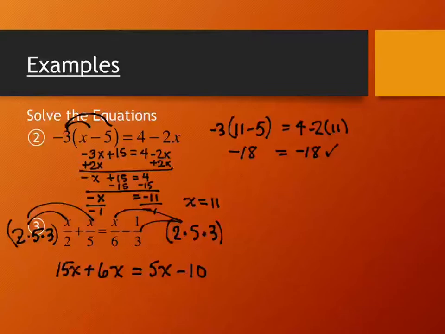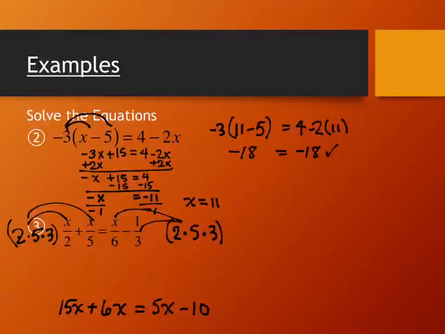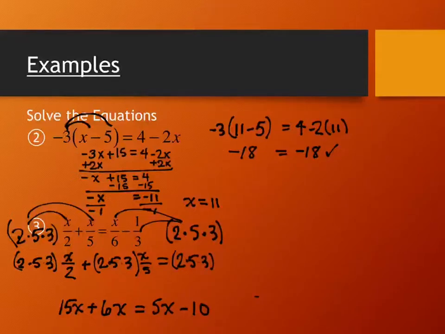One of the things that you could do, Jeremy, too, let me move this down and show you, is you could write this out as 2 times 5 times 3 times x over 2 plus 2 times 5 times 3 times x over 5. Oops, that's not a plus, there's an equals between there. 2 times 5 times 3 times the x over 6. You're actually showing the distribution. Are you with me so far?